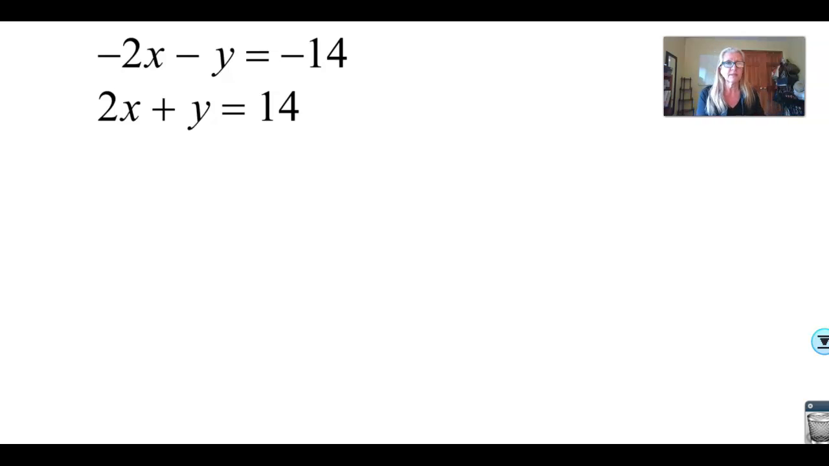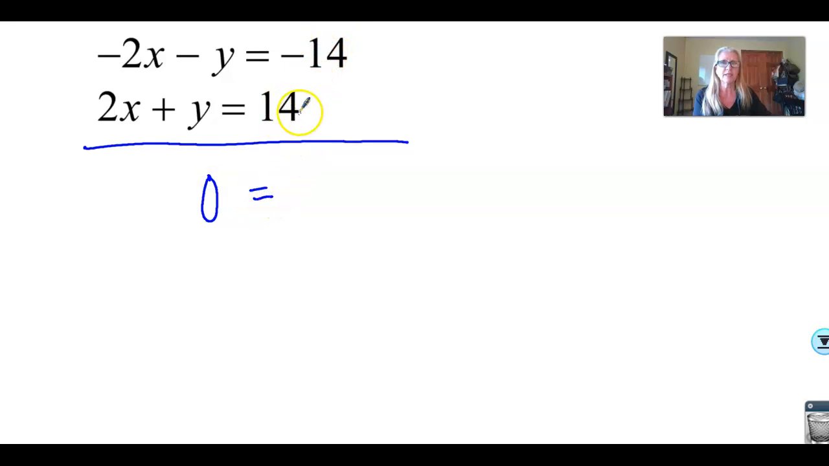This is another example of a weirdie. Here, everything's going to cancel out, all right? Negative 2x and positive 2x gives us nothing. Negative y and positive y gives us nothing, so we have a big fat 0 on this side. But on this side, we have negative 14 plus positive 14. Well, negative 14 plus positive 14 is 0. So this is a true statement.